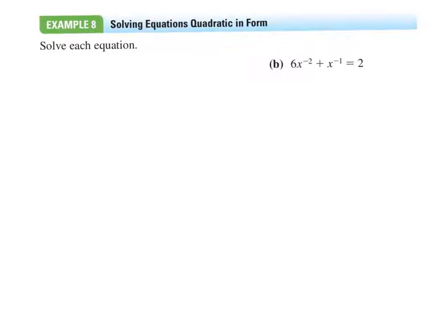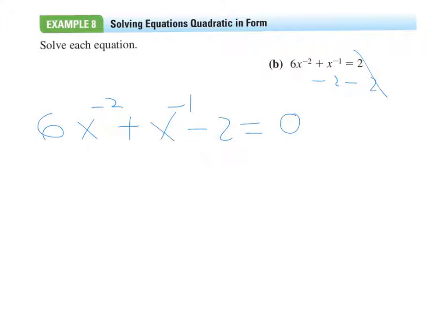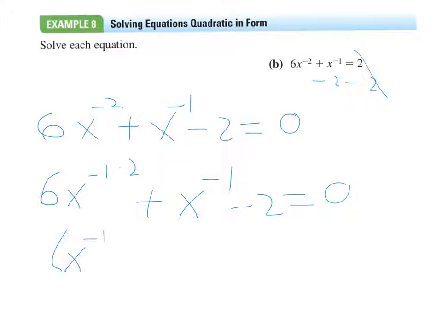So now we got part B. Let's go ahead and get that positive 2 on the same side by subtracting 2, so you'd have 6x to the negative second plus x to the negative first minus 2 is equal to 0. And remember, negative 2 you can rewrite as negative 1 times 2. Now since you have x raised to the power of negative 1 times 2, you can rewrite it as x to the negative first raised again to the second times 6 plus x to the negative first minus 2 is equal to 0.